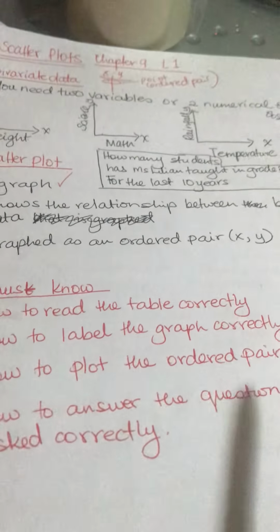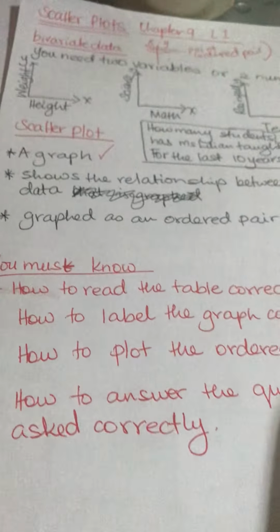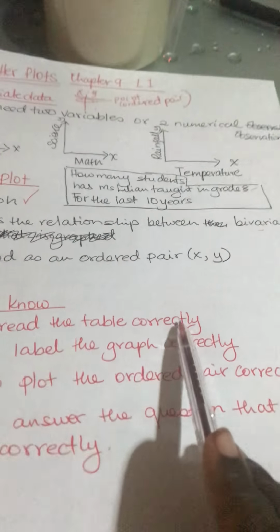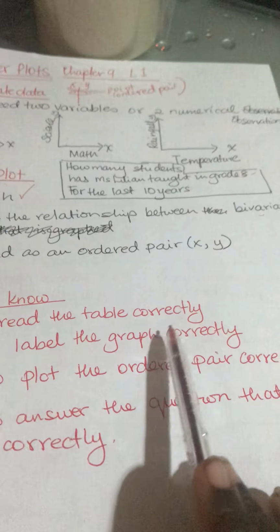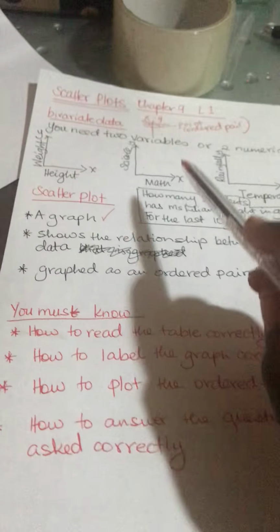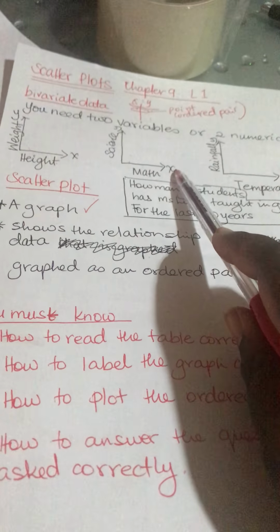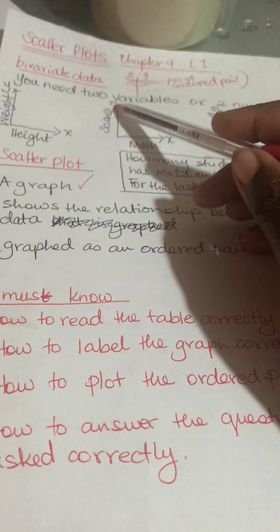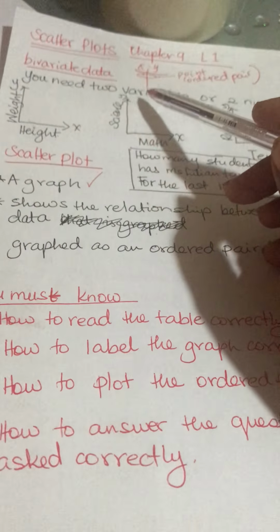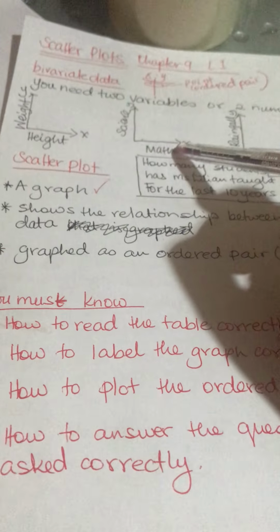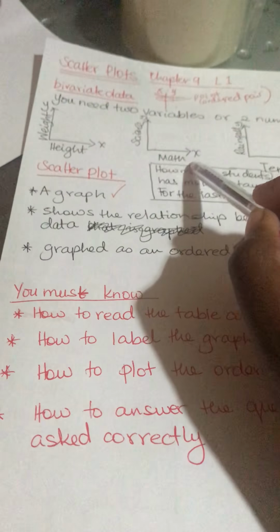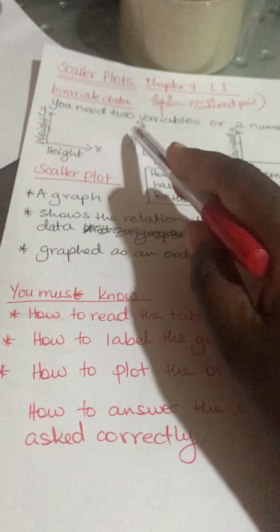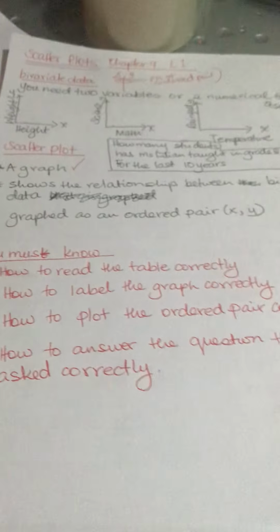Okay? Things you must know in this lesson. You must know how to read a table correctly. You need to know how to label the graph correctly. That means you need to know what variable goes on x, what variable goes on y. You need to know that. X and y axis, you need to know where they are placed correctly. You need to label your axis with the variable that you're measuring.